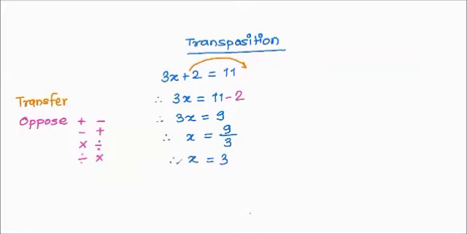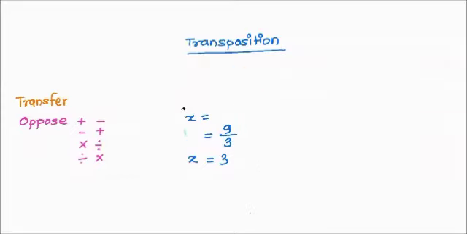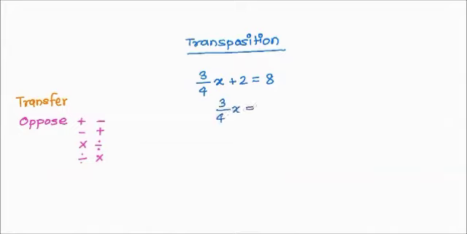Okay. Let's do one more so that we understand it better. Let's take 3/4 of x plus 2 is equal to 8. Now plus 2, we should transfer it. So for transferring plus 2, we'll keep 3/4 x here. Plus 2 is transferred to this side, so it will become minus 2. Therefore 3/4 of x is equal to 8 minus 2, 6.